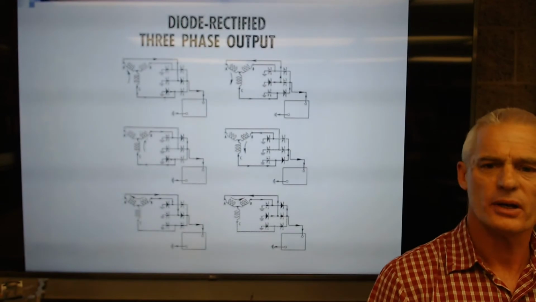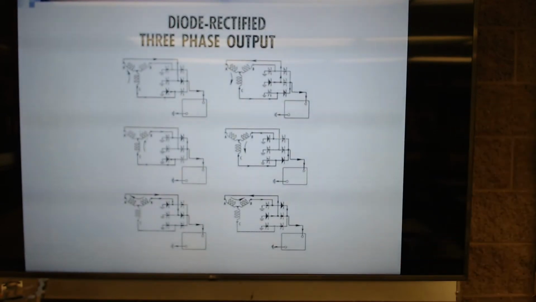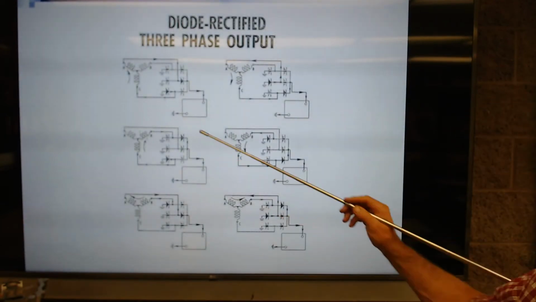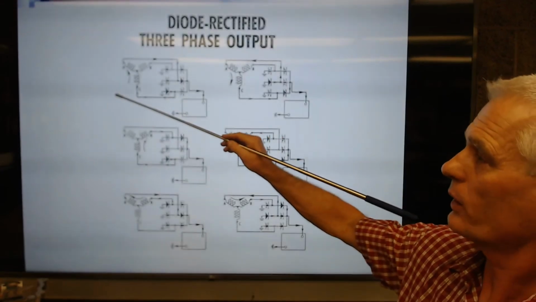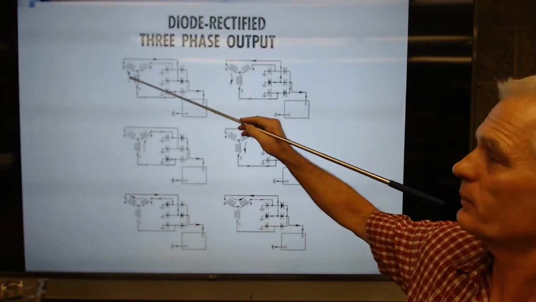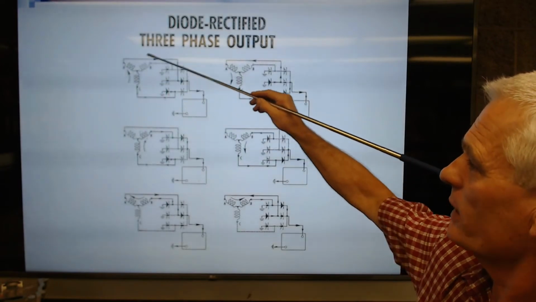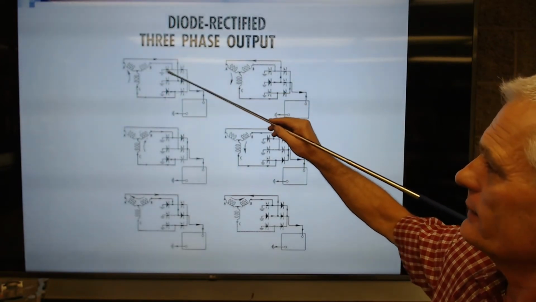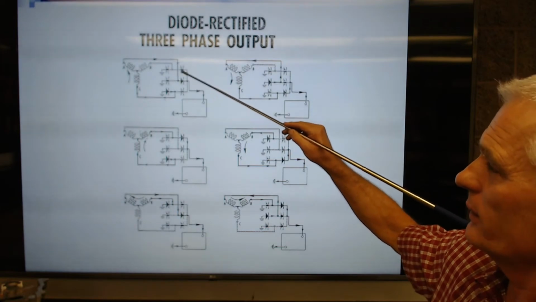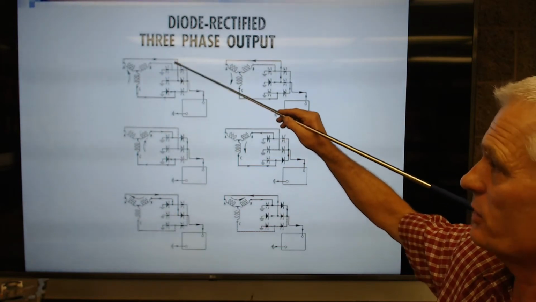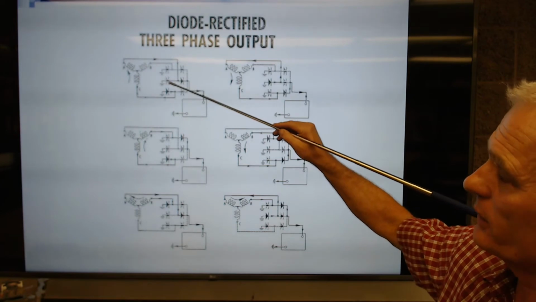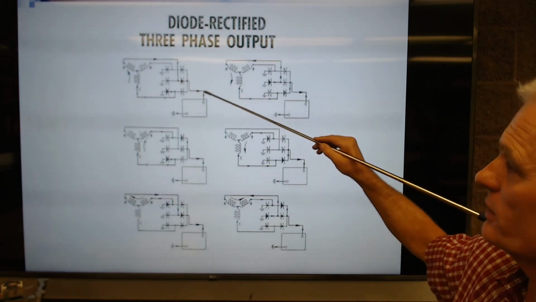So here's our 3-phase diode rectified output. All this is showing is, in this scenario, where current is flowing this way through these 2 coils, you can see how current is trying to go this way and how the dashed diodes are blocking the current. Sorry, the dashed diodes are not in the circuit. This one's blocking the current.